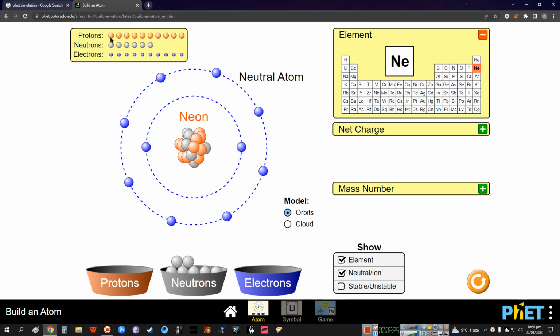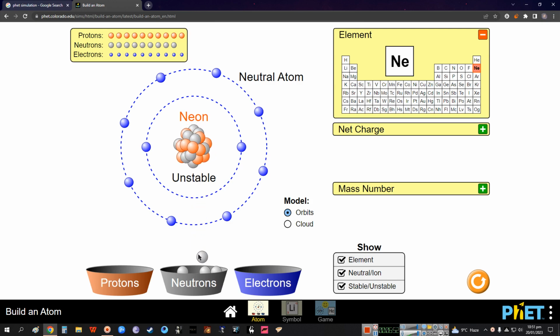The number of electrons and protons are now balanced, but as you can see, the number of neutrons is less. So for a stable atom, let's put an equal number of neutrons in there as well, right? Now this is a stable atom. Now we'll discuss what's a stable and unstable atom. We can switch to it as well. So it will tell us whether the atom is stable or not.